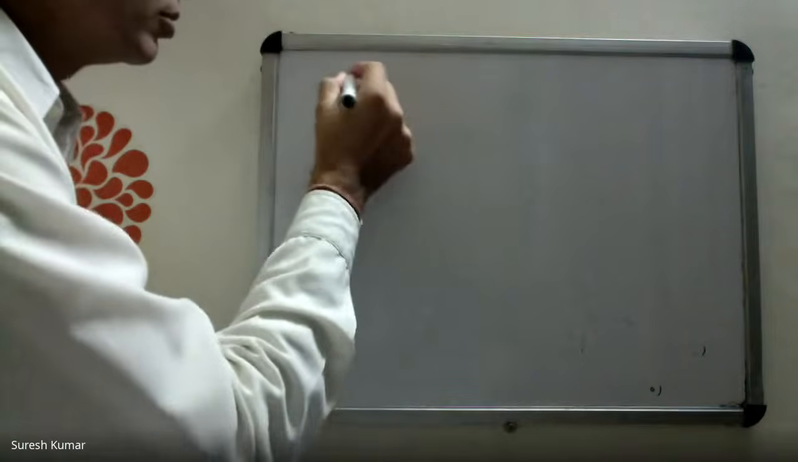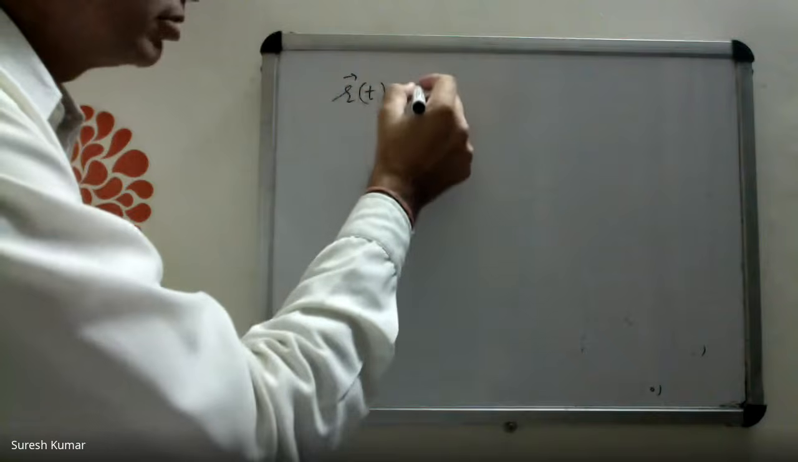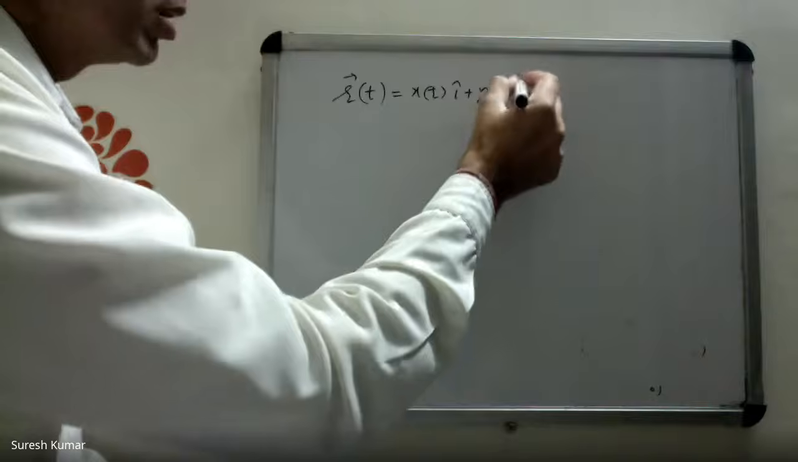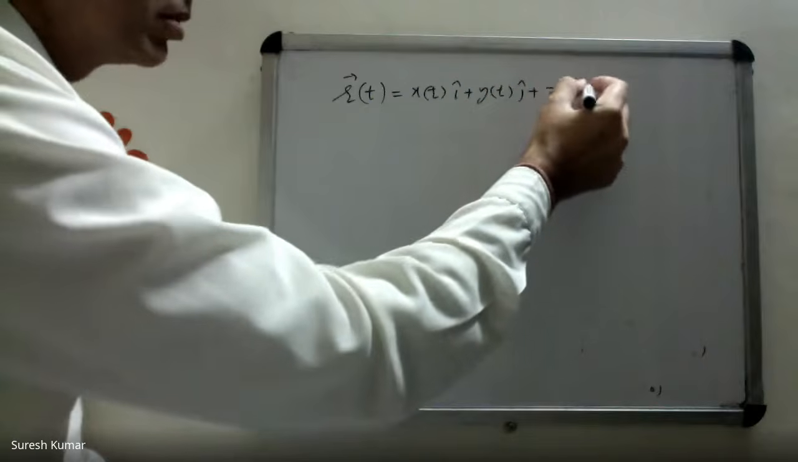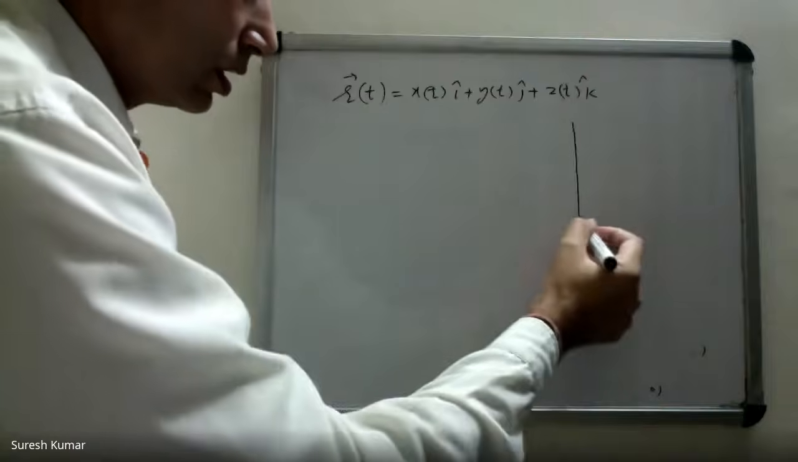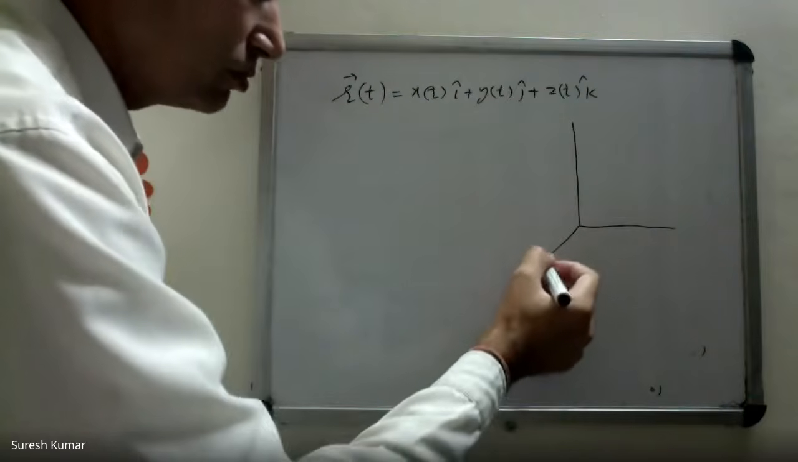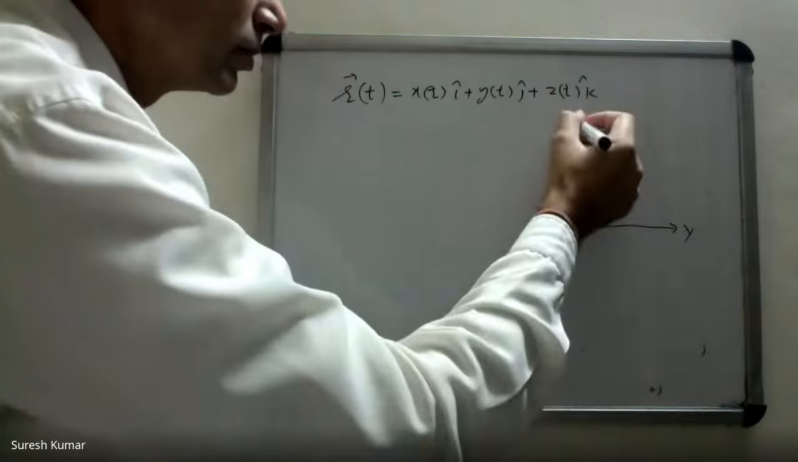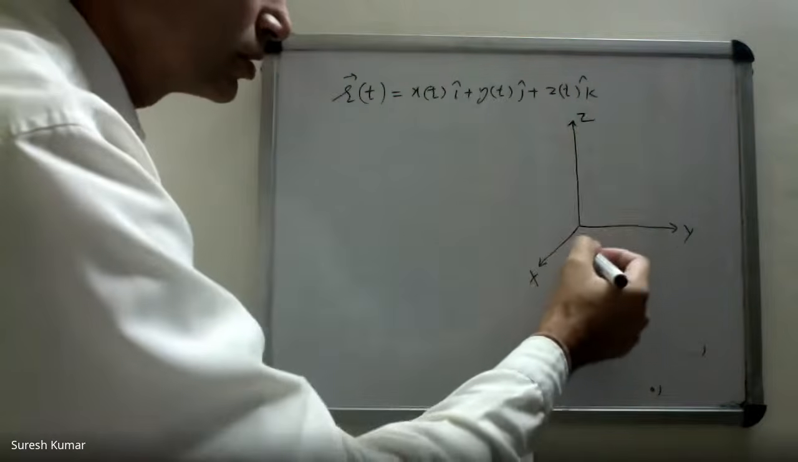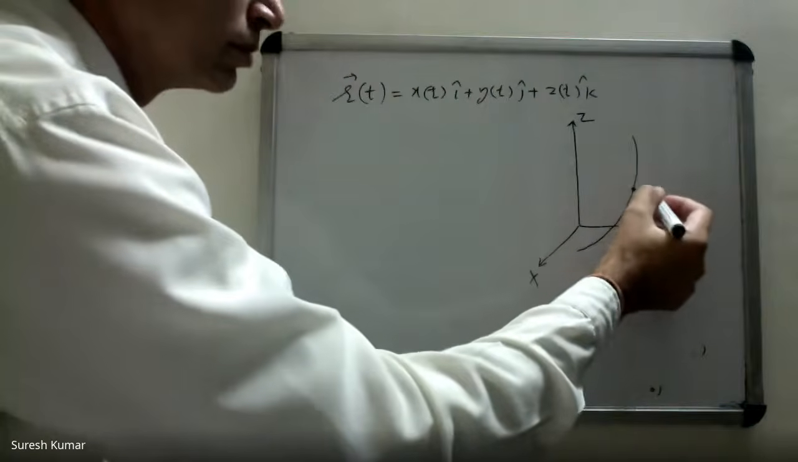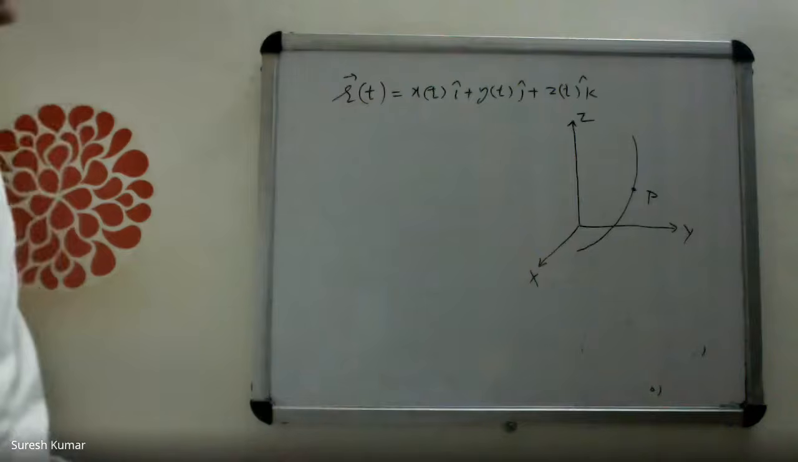Now you know r(t) equals x(t) i cap plus y(t) j cap plus z(t) k cap. Geometrically, it represents a curve in space like this. Consider any point P on this curve.